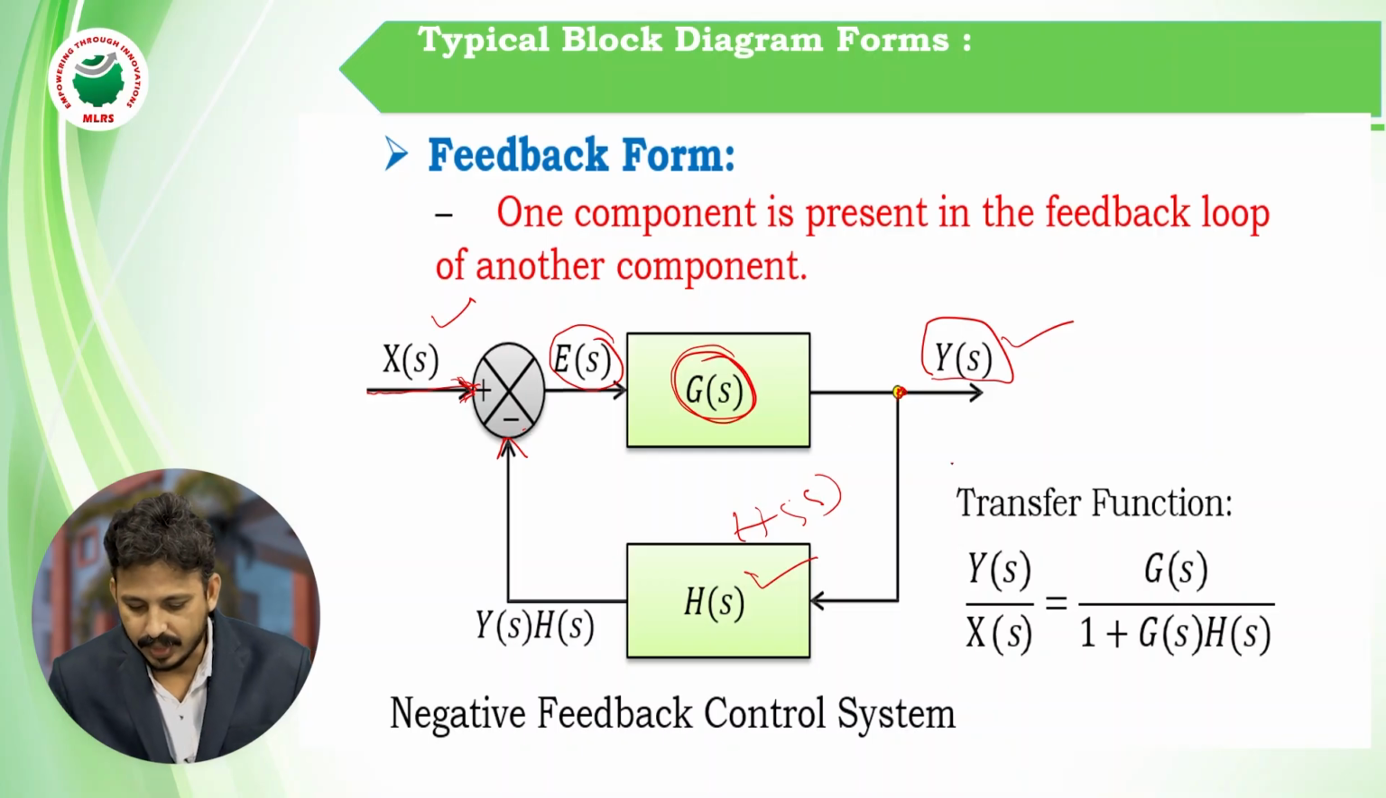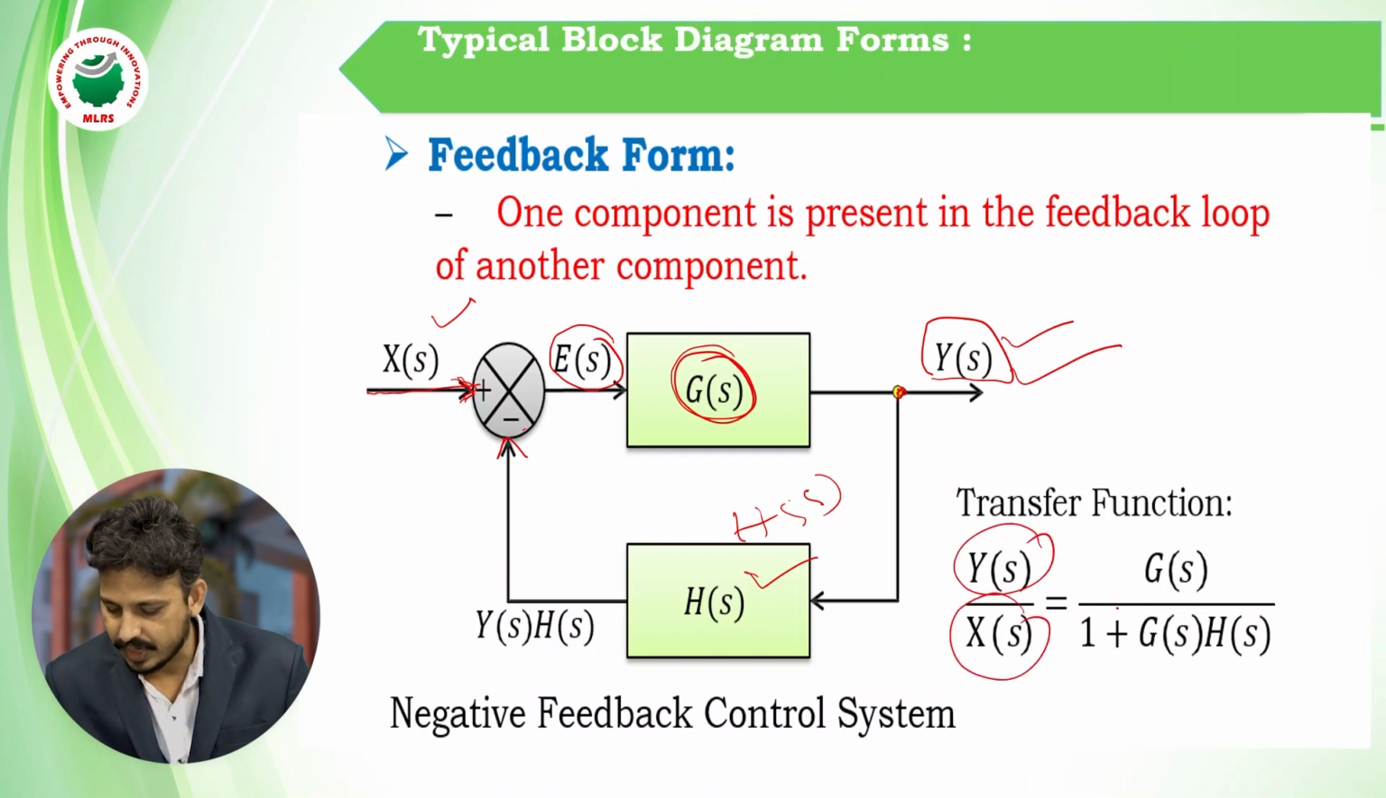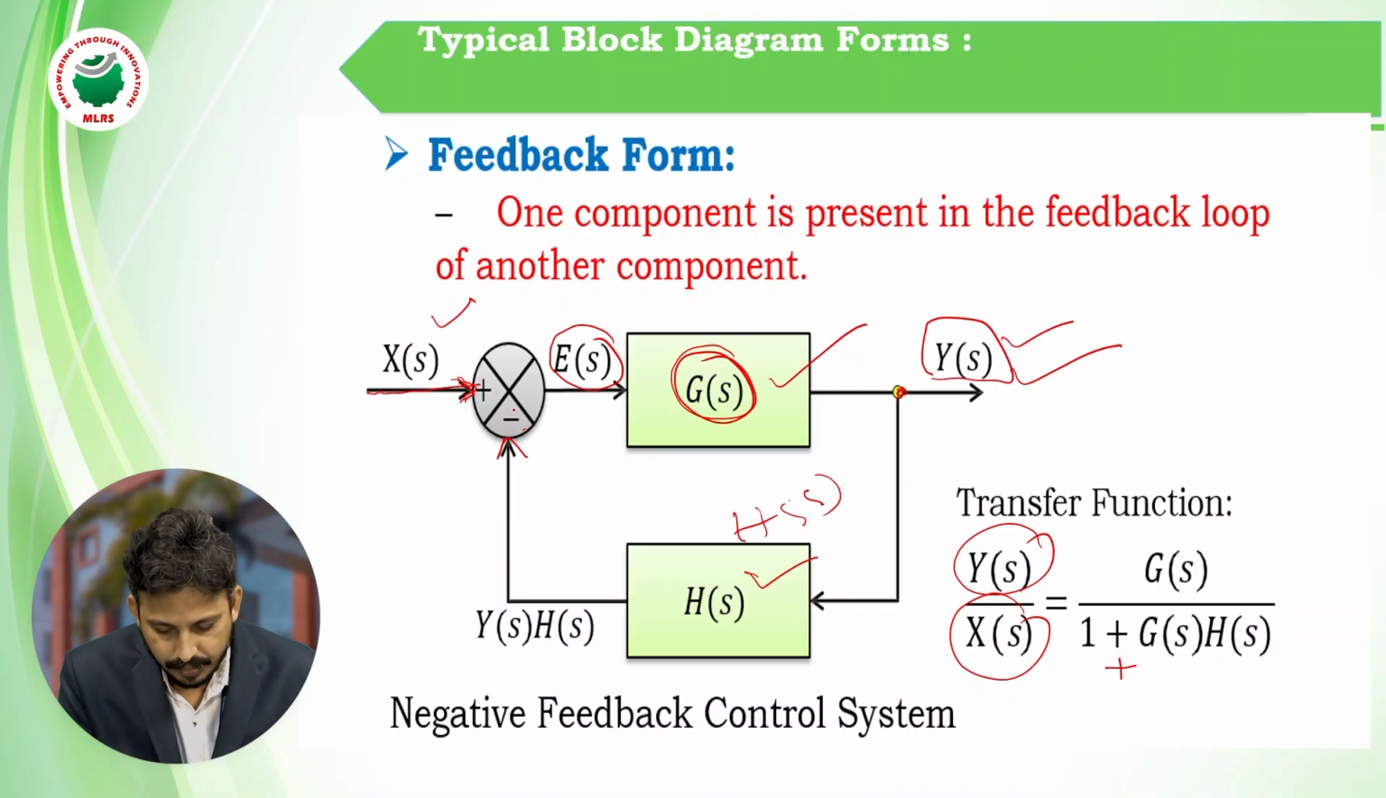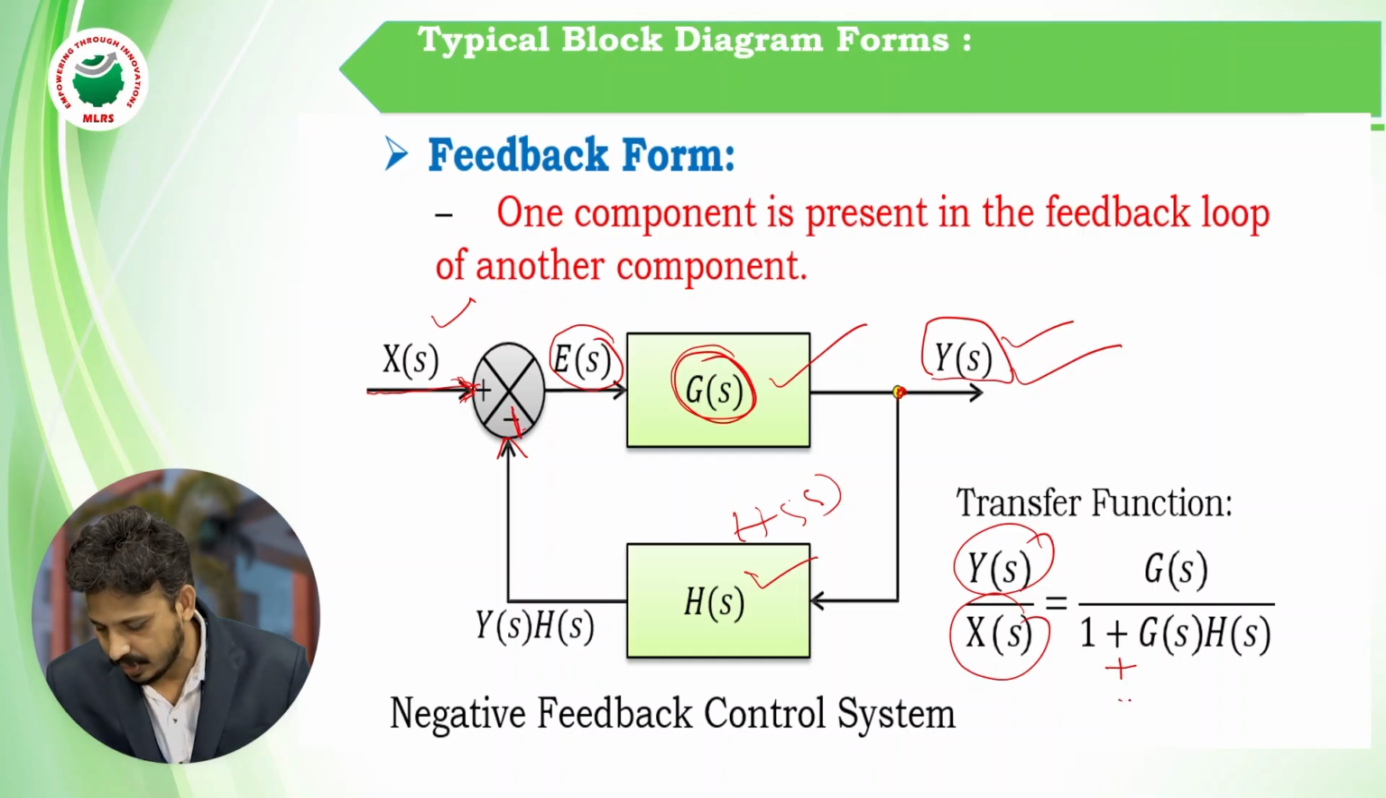So the gain of this particular transfer function, output by input, Y of S by X of S, is equal to G of S by 1 plus G of S into H of S. Here, if it is a plus, then the system is a negative feedback system. If it is a positive feedback system, then here it will be minus: 1 minus G of S into H of S.